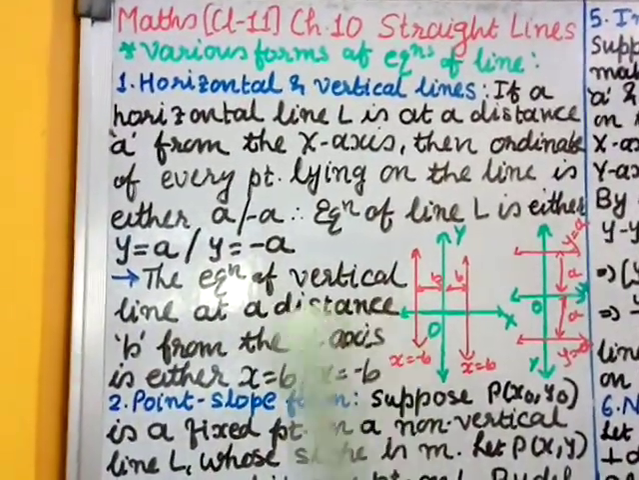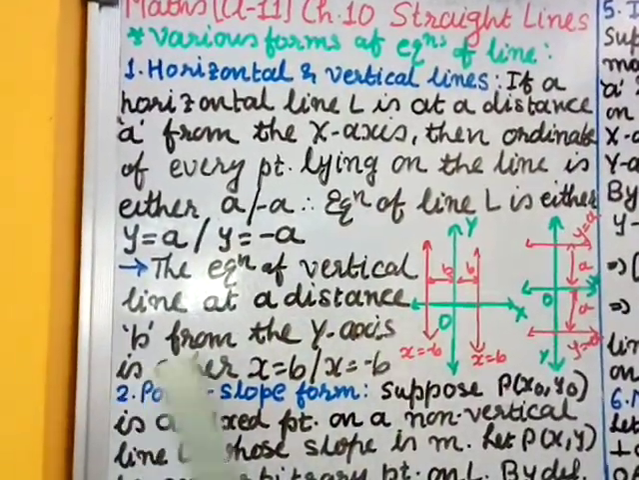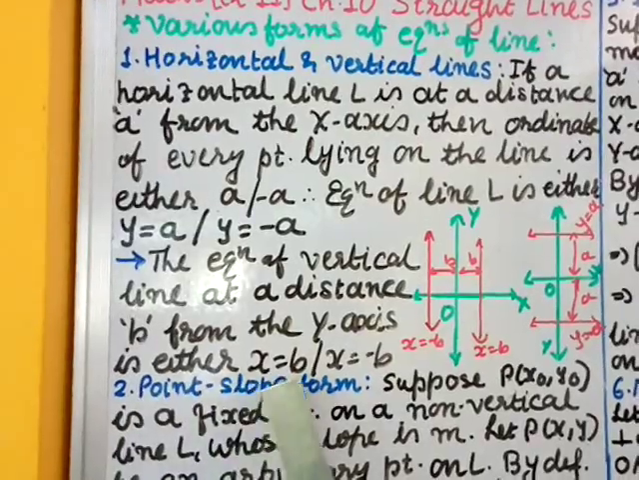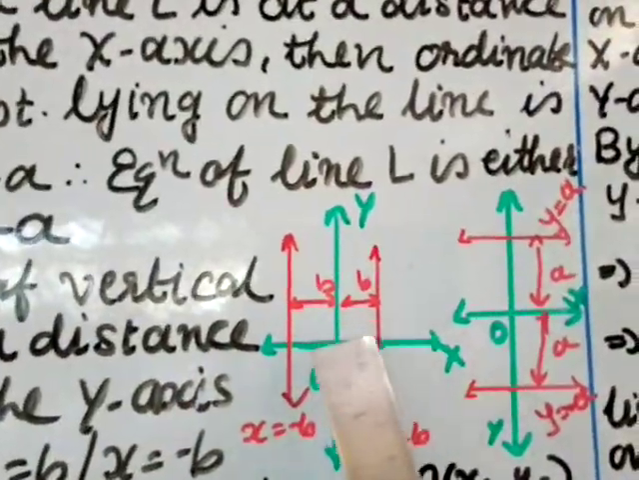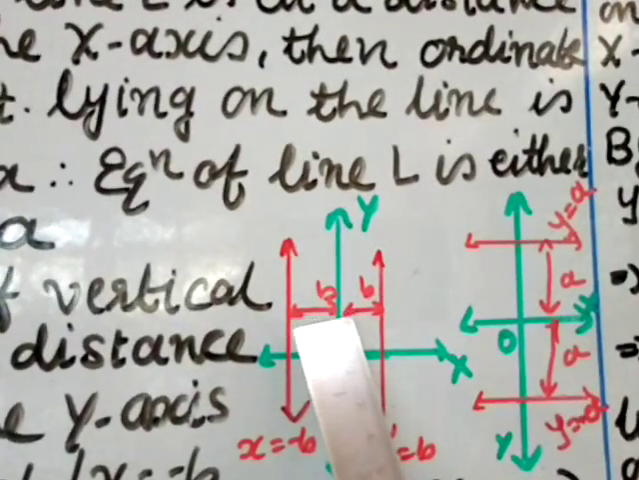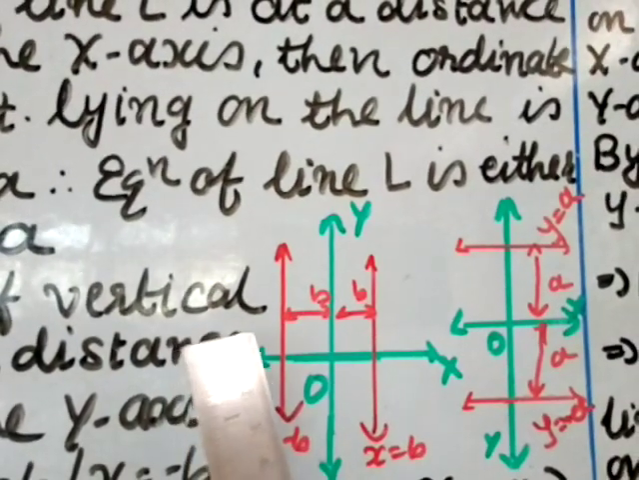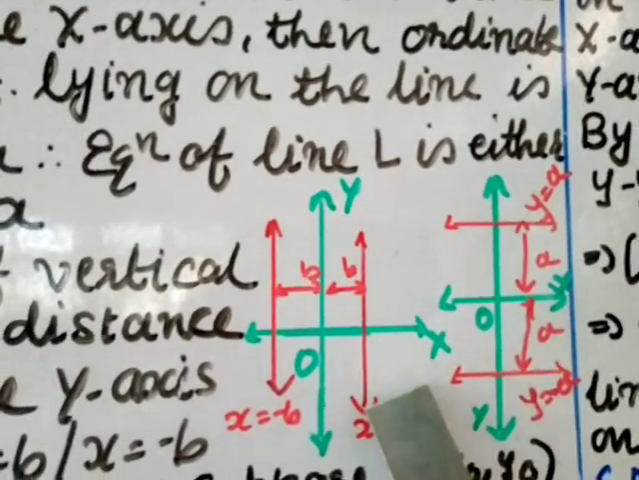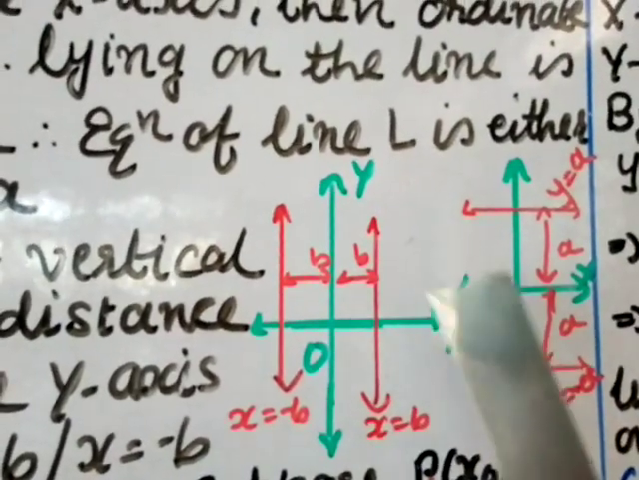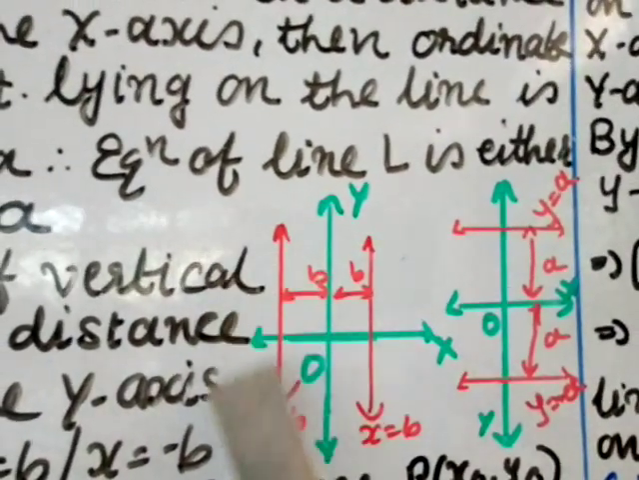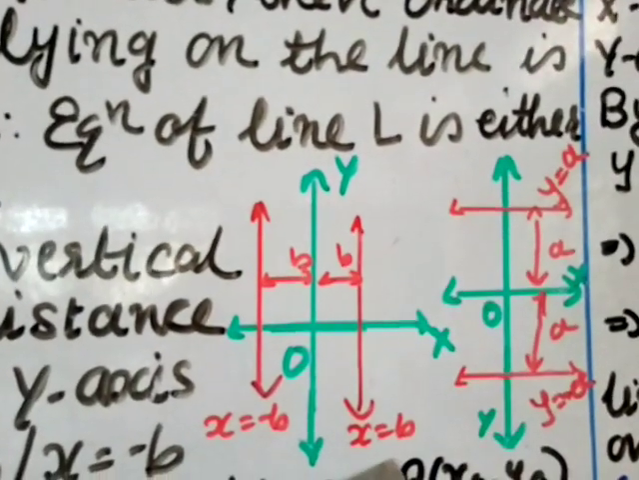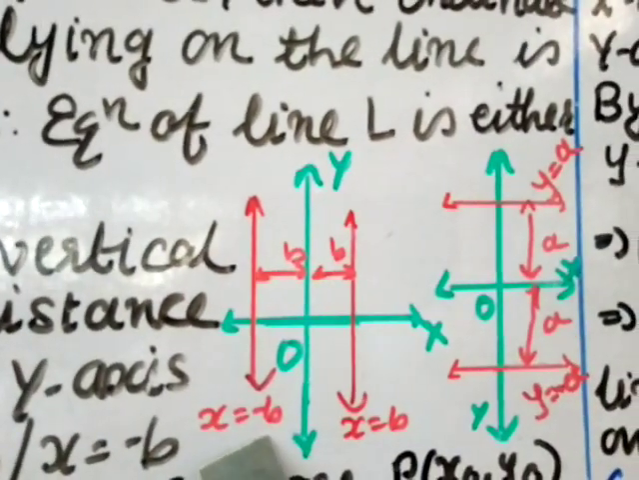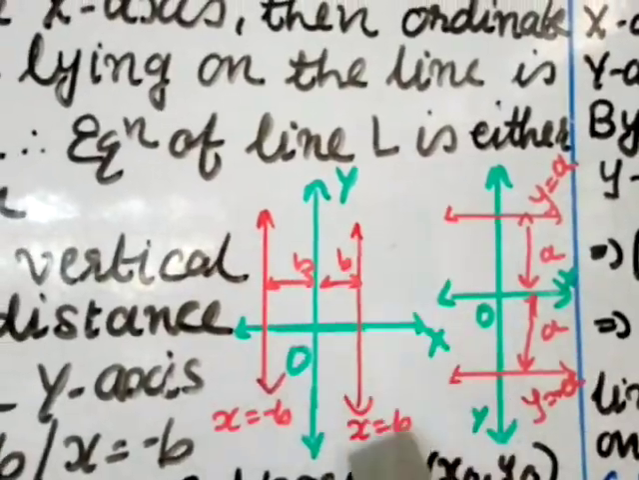The equation of a vertical line at a distance b from the y-axis is either x equal to b or x equal to minus b. Now this is the y-axis. From the y-axis at distance b, either on the right hand side or on the left hand side. If you take any point on this line, then the x coordinate will be plus b, and on these the x coordinate will be minus b. So this equation is x equal to b, and this is x equal to minus b. So these are the vertical lines and these are the horizontal lines.